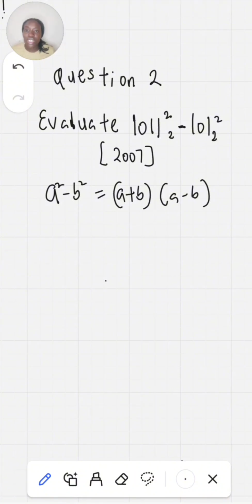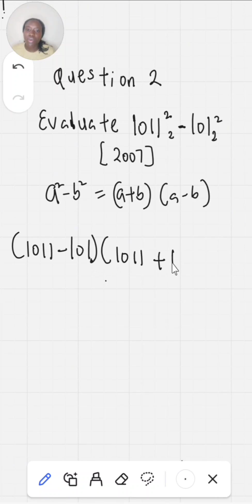If you look at it very closely, it looks like a difference of two squares, and that's a squared minus b squared is equal to (a plus b)(a minus b), and that's the same thing you're going to do. You're just going to put it as (1011 minus 101)(1011 plus 101). Now we're going to do this and then do this and multiply them together.